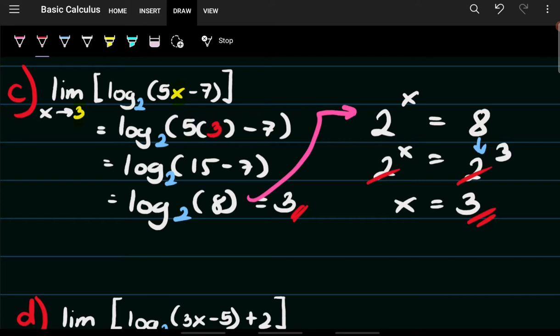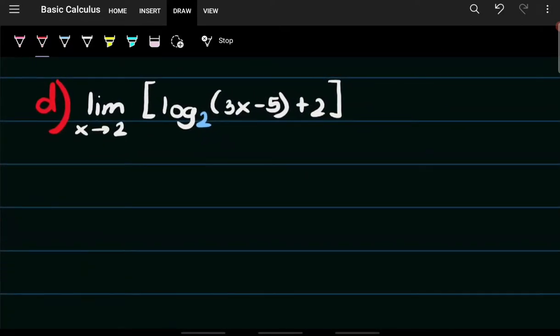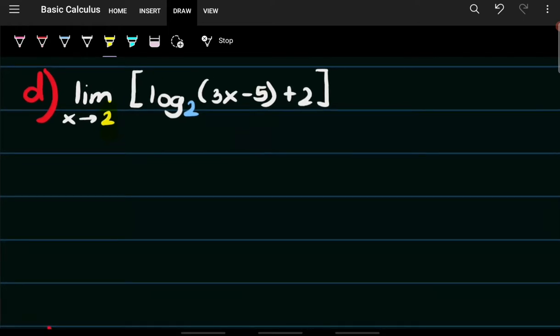Next, example letter D. How about the limit of logarithm of 3x minus 5, plus 2, base 2, as x approaches positive 2? Guys, please try to answer this problem. Alright, let's check your solution. Let's apply direct substitution. Here's our variable x. Anyways, we have two separate terms right now. So, simplify first what's inside the parenthesis before adding the positive 2. Again, here we still follow the order of operations.